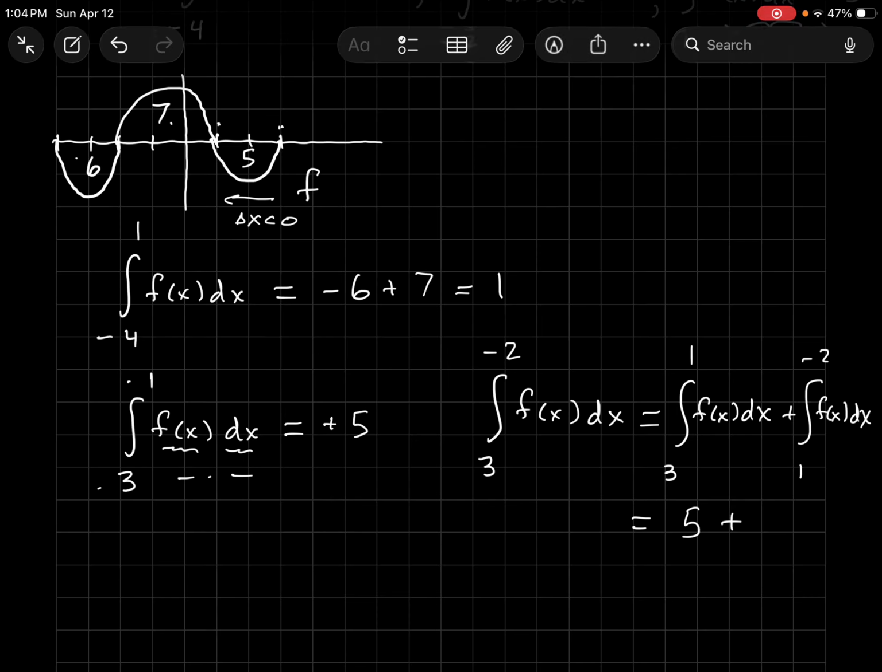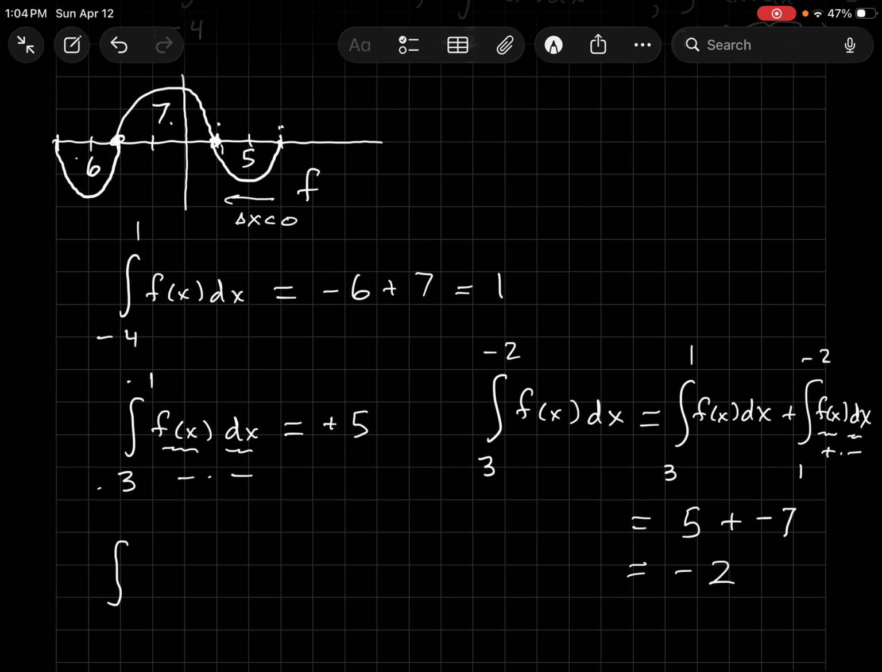How about the next piece, the integral from 1 to negative 2? Don't forget you have two pieces. I already know that its magnitude is 7 from 1 to negative 2 up here. But I have to multiply y values times delta x. The y values are positive, but the delta x's are negative, which means that the integral from 1 to negative 2 is a negative 7. So the value I want, the integral from 3 to negative 2, is negative 2.